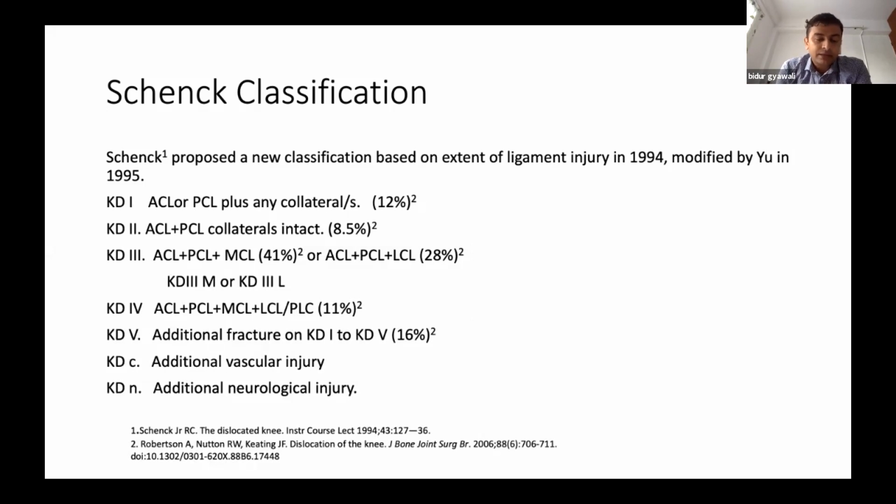And the latter added classification subtypes are the KDC. That means among all these knee dislocation classifications, if extra vascular injury is there, we add C to the above mentioned classification, like KD2. If there is vascular injury, we add C, KD2C. Or if there is KD3, ACL, PCL, KD3M plus C, likewise. And if there is additional neurological injury, we add N as a suffix.